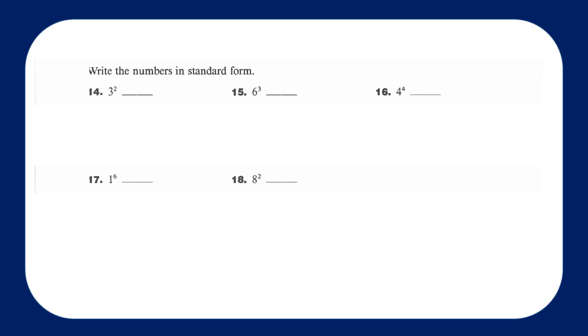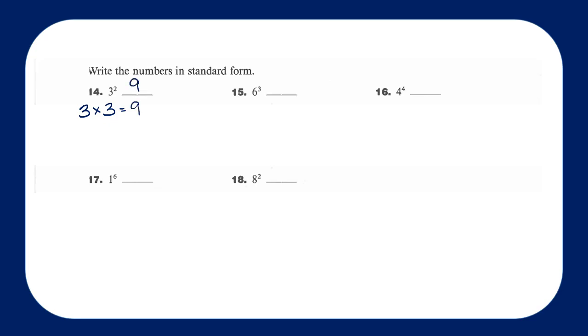Write the numbers in standard form. Remember, standard form is basically word form. Here we have 3 times 3, which equals 9. So our answer is 9.